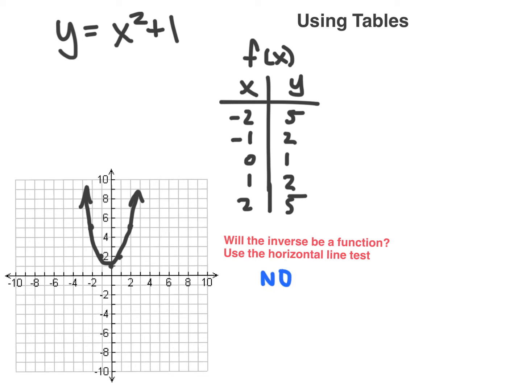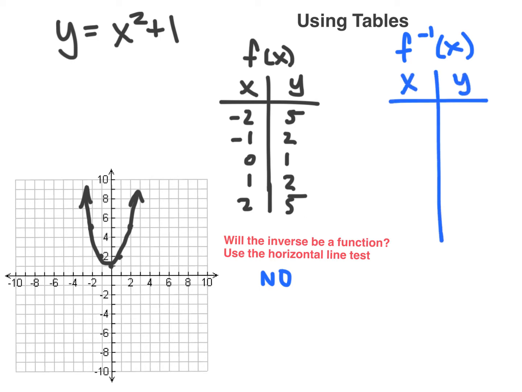All right, so let's actually figure out for the inverse of this function, what would its table look like? Well, to find an inverse, you just swap x and y. So we're just going to swap x and y in these tables. The inverse function would have x's of 5, 2, 1, 2, 5. And the y values would be -2, -1, 0, 1, 2. All right, now go ahead and plot those coordinates on this graph.